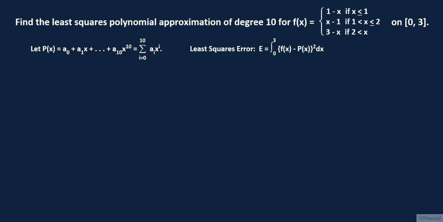The exercise calls for finding the coefficients a sub i of the polynomial p of x. Since the a sub i's are the unknowns, and if the least squares error e is minimized, then the partial derivative of e with respect to a sub i should be 0 for i equals 0 to 10. One can show that if f is continuous, this equation is equivalent to the equation that the integral from 0 to 3 of the product of the difference between f of x and p of x and x to the ith power equals 0.